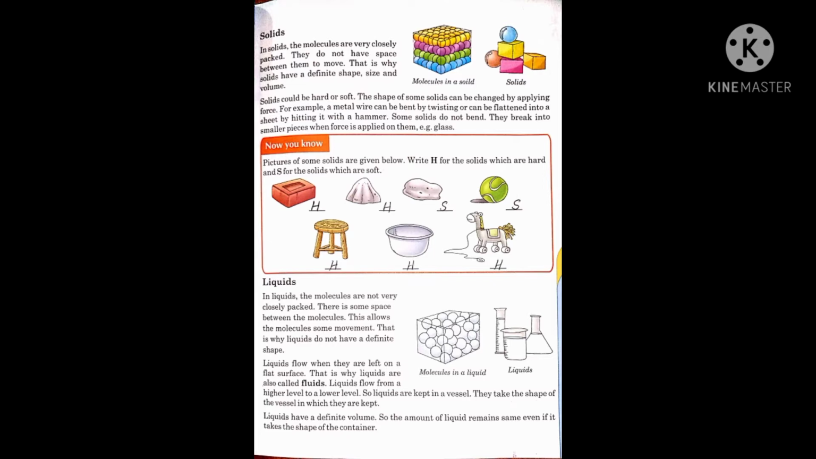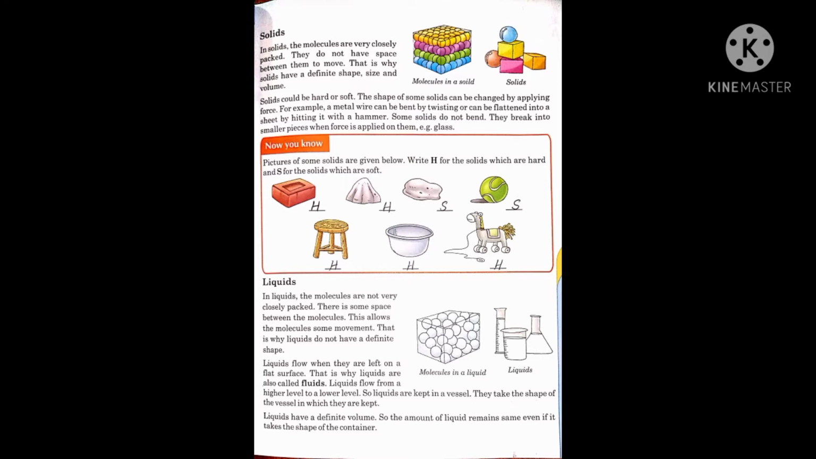Next we have an activity. Some pictures are given and we have to write H for the solids which are hard and S for the solids which are soft. First picture is of brick. Brick is hard, so we will write H. Second thing is also hard. Third thing is soft. Fourth one is also soft. Fifth one is hard. Sixth one is hard and the seventh one is also hard.